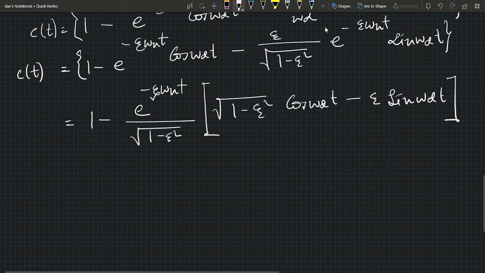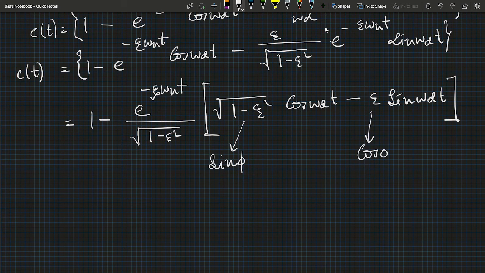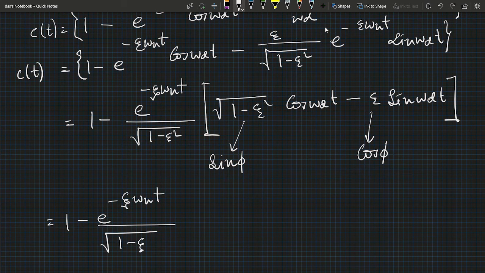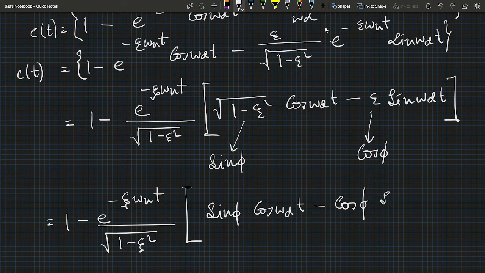So now consider here one thing. Let us consider root over 1 minus zeta square as sine phi and zeta as cos phi, just for consideration. So now we can write 1 minus e to the power minus zeta omega n t divided by root over 1 minus zeta square, and this is equal to sine phi into cos omega d t minus cos phi into sine omega d t.